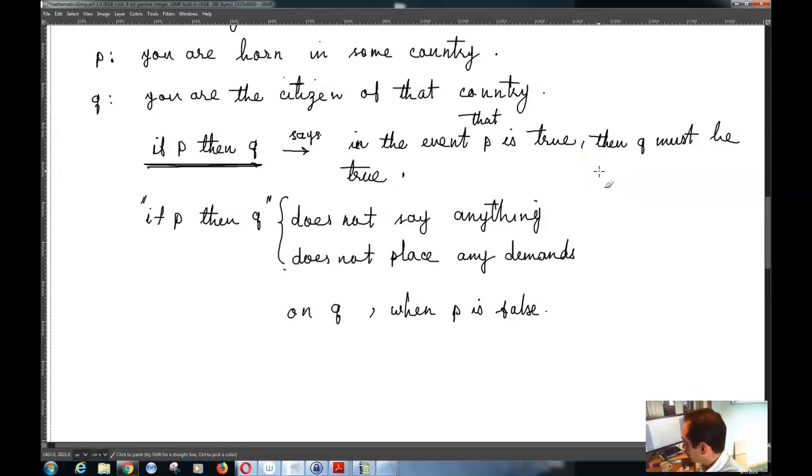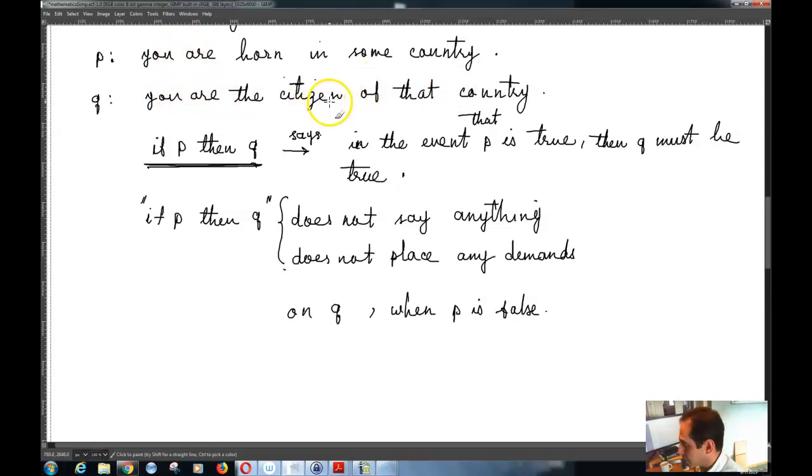So for example, if you are not born in the country, in the case of this example, it says that if you are born in some country, you are a citizen of that country. So what this means, if you use it with if P then Q, is that if you're not born in some country, then you cannot say anything about Q. You cannot say whether you are a citizen of that country, or whether you are not a citizen of that country. You don't know anything about your citizenship, right?